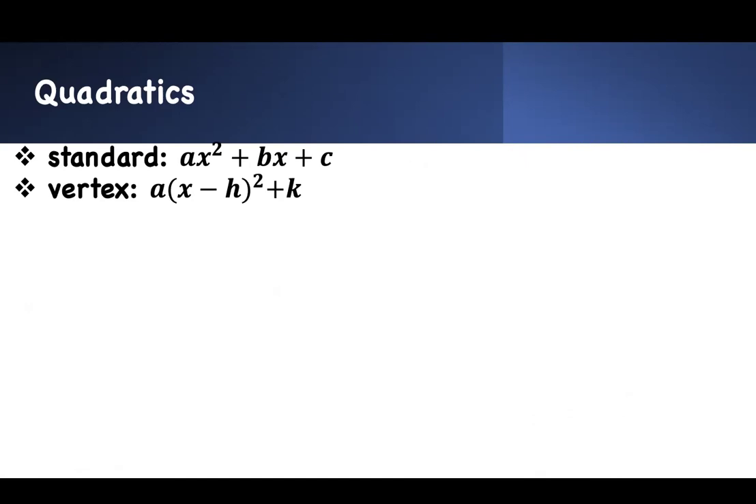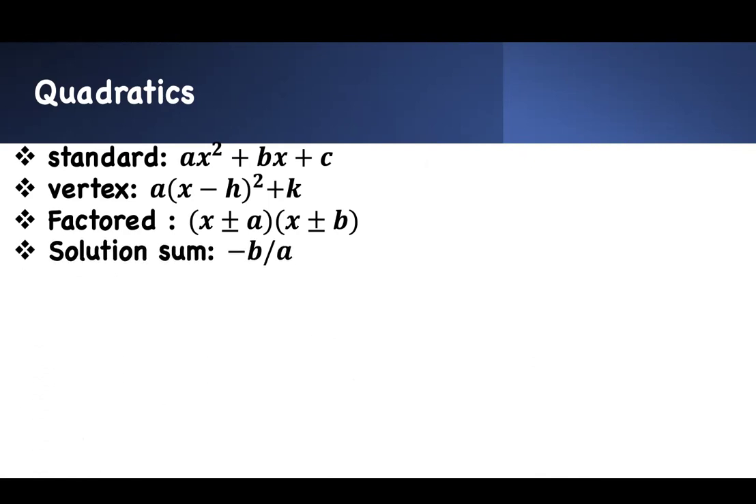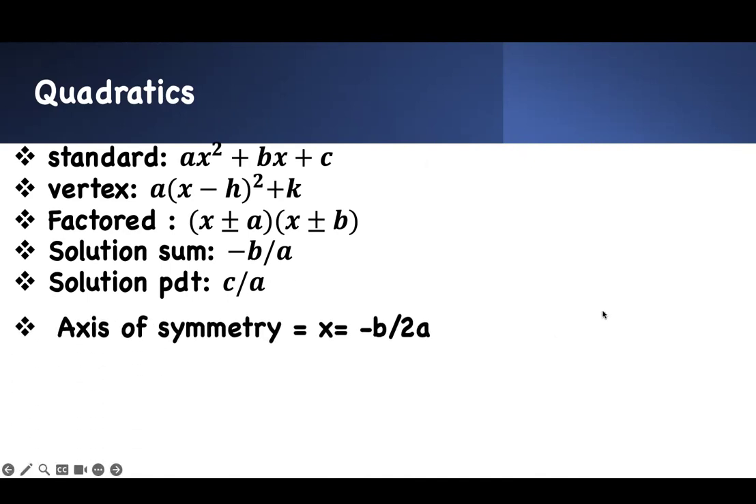Quadratics, straightforward. This is the standard form, right? This is the vertex form where H and K are the vertex that you're going to plot. When they give you an equation and they give you the vertex, make sure you put it in vertex form. They give you factor information, the roots, put it in factored form. Of course, you've got to know the sum of the solutions and the product of the solutions. The sum of the solutions is negative b over a. The product of the solutions is c over a, based on the standard equation. So to find them, just redraw your standard equation, and that will help you.